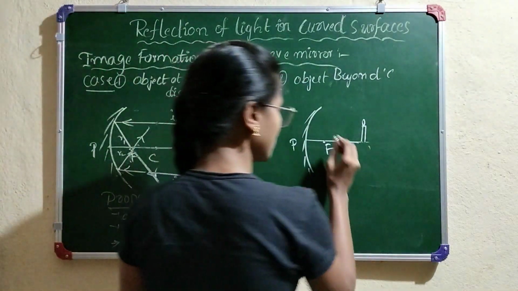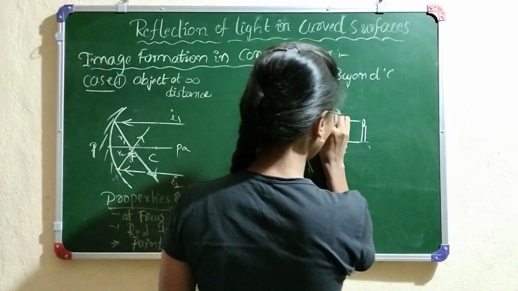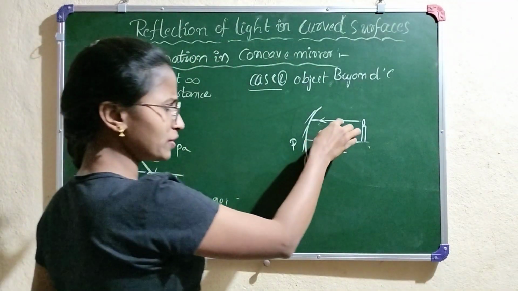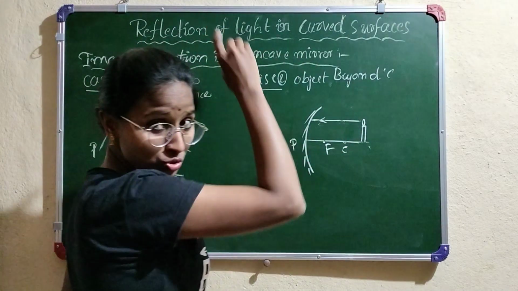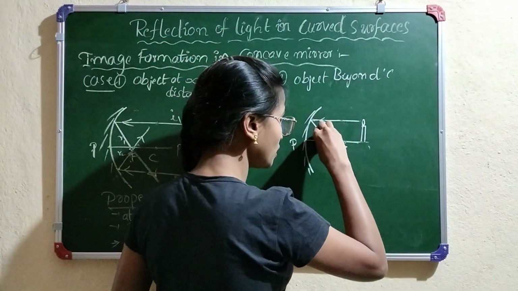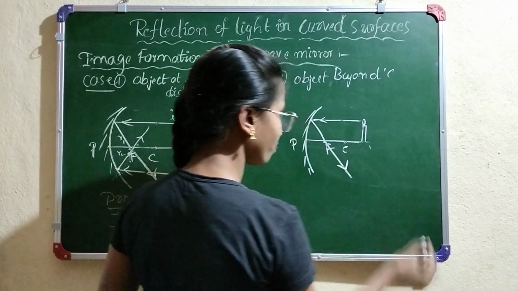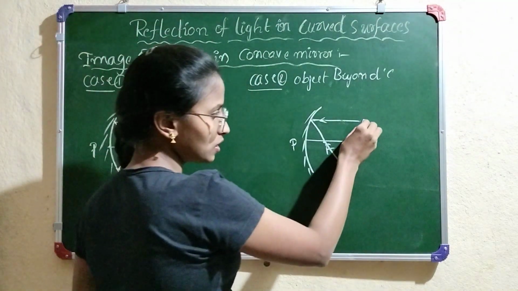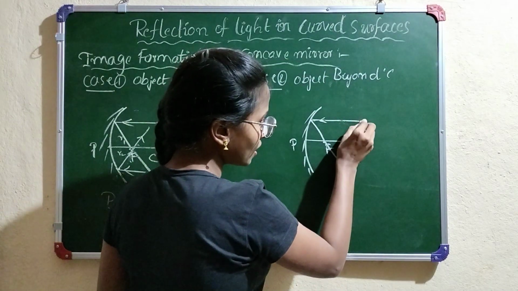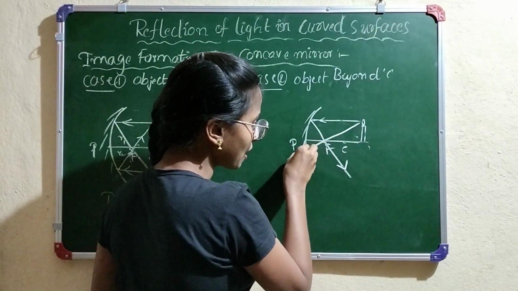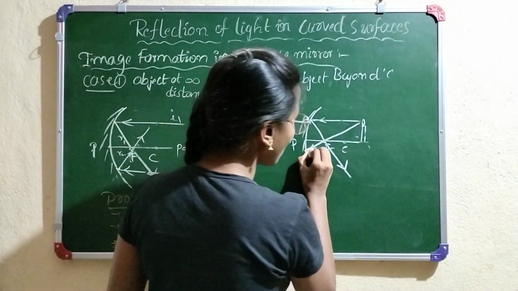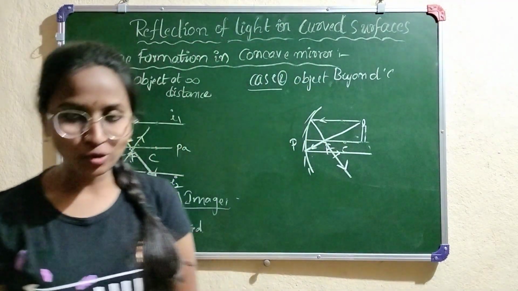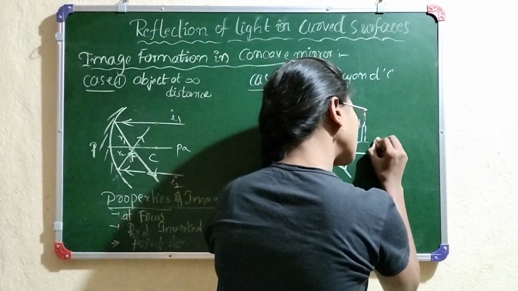So first rule I am using: the parallel light ray is coming. If it passes parallel to the principal axis, first rule, it will pass through the focus. Next, second rule: if the light ray passes through the focus, after reflection it will pass parallel to the principal axis. Am I clear? This is the principal axis now.